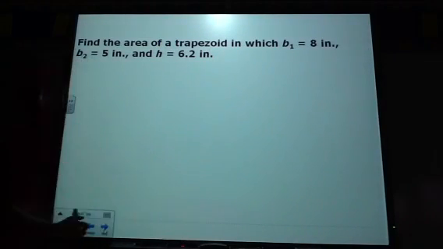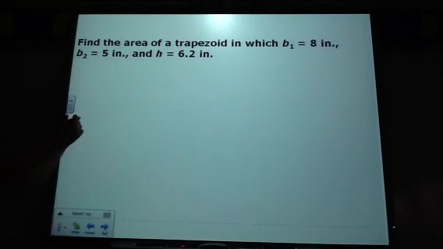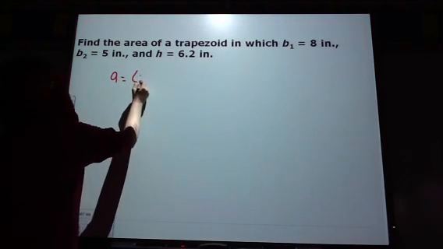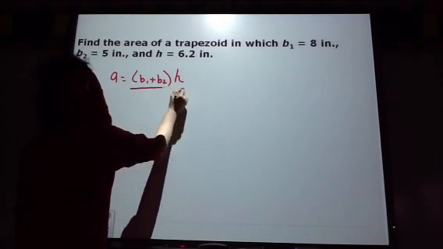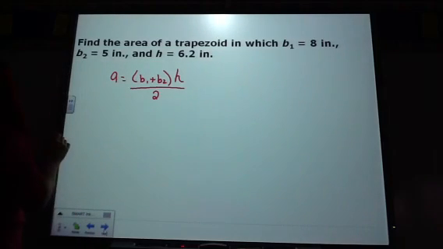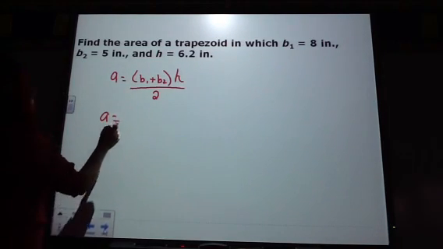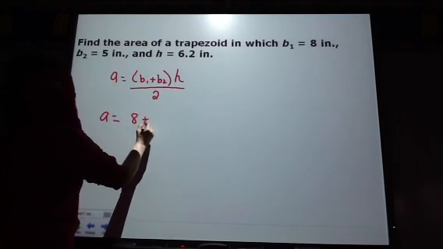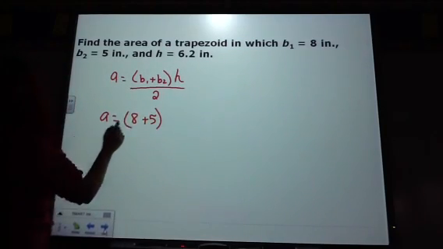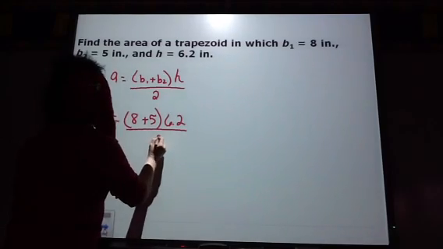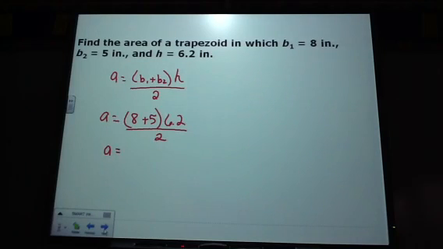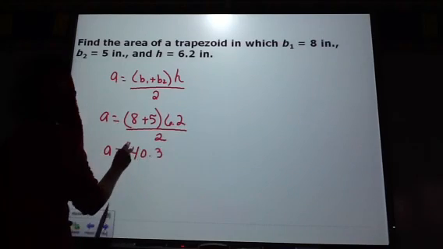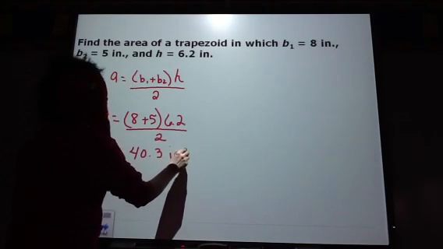Okay, so find the area of a trapezoid. So area equals base 1 plus base 2, times the height, all divided by 2. So let's substitute in. Area equals 8 plus 5 times 6.2, all divided by 2. Therefore, my area should be 40.3, and since it's area, it's square inches.